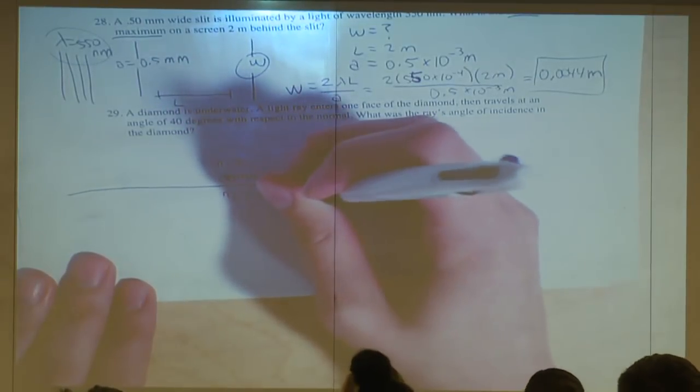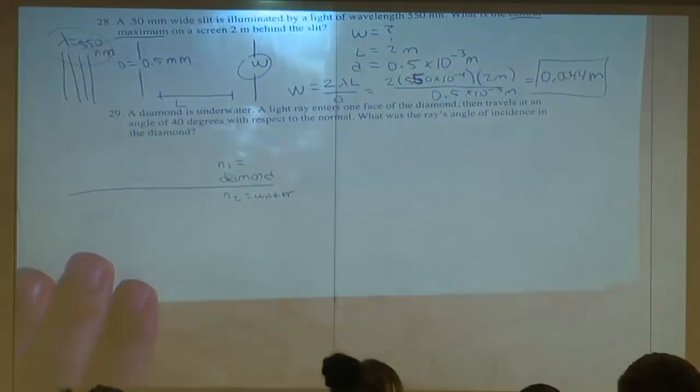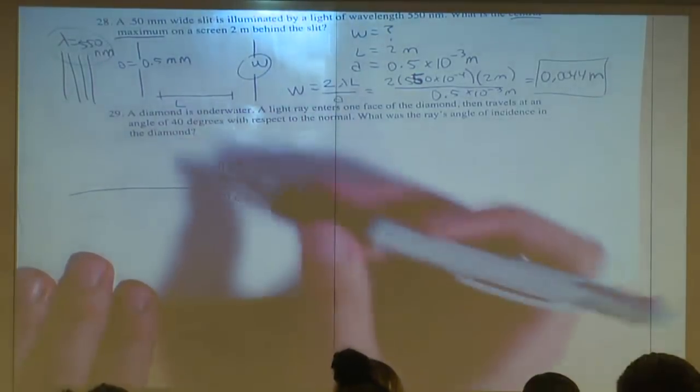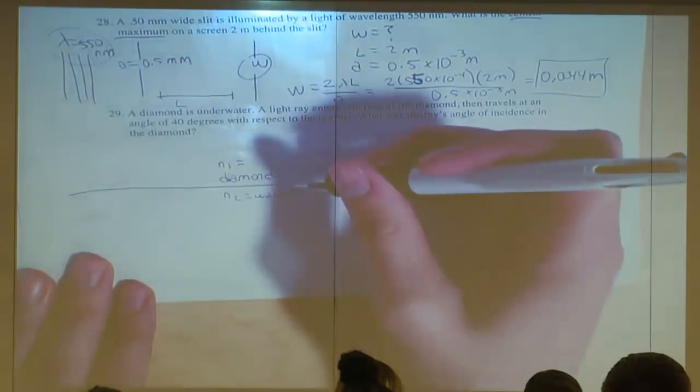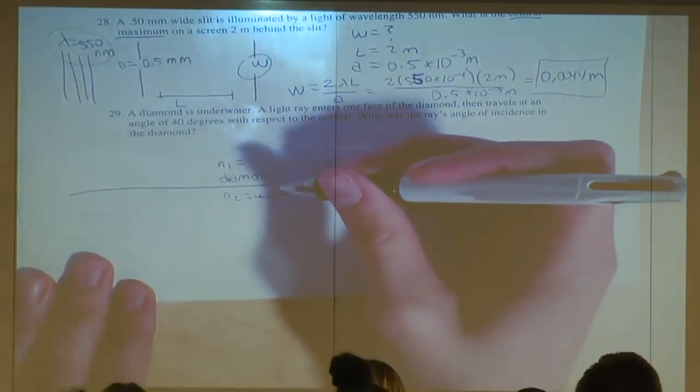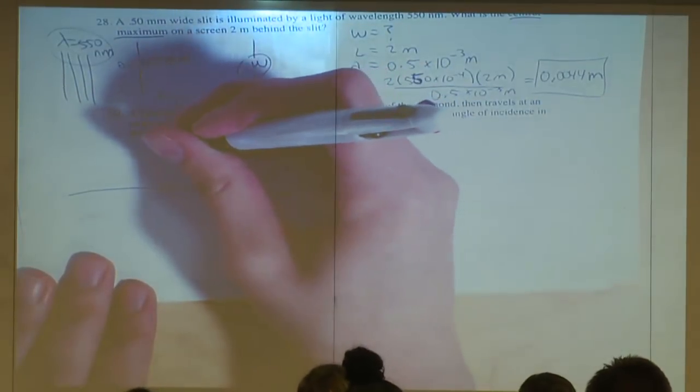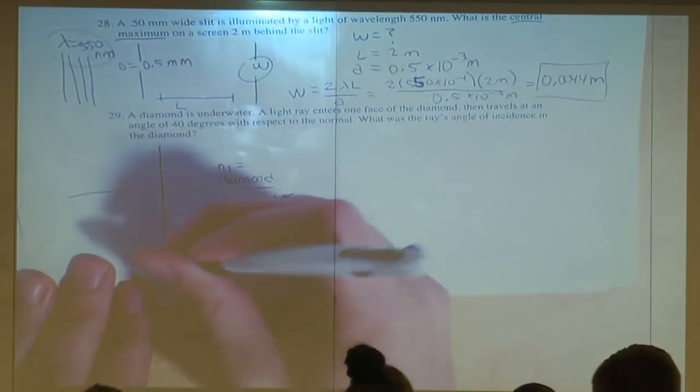Someone in one of the other review sessions asked me, how do you know where the normal is? The normal's never going to be the line in between the surfaces. It's always going to be the line cutting the surfaces in half. So that's how you know, this is the normal line.